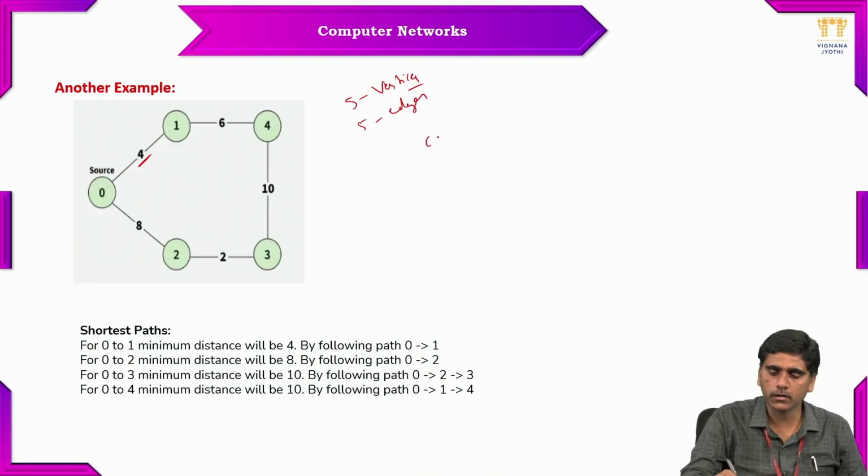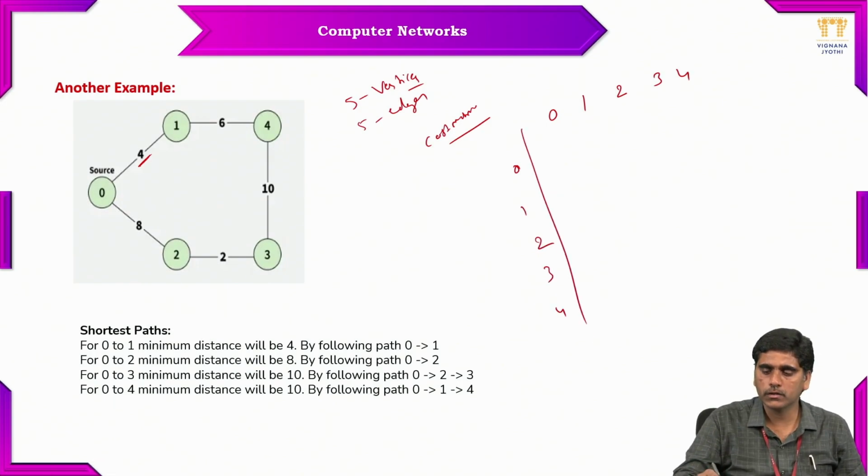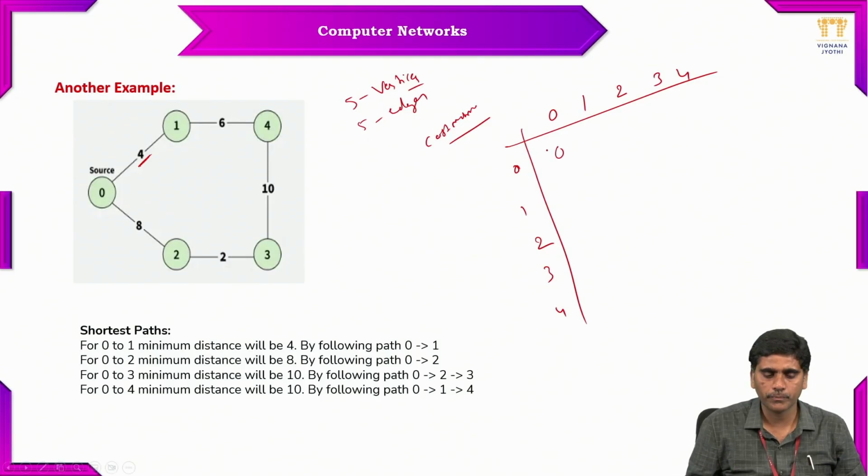So construct the cost matrix, with rows and columns 0, 1, 2, 3, 4. Now 0 to 0 is what? The self distance is 0. And 0 to 1 is 4. And 0 to 2 is 8. And 0 to 3 is not directly connected, so we take it as infinity. And 0 to 4 is also not directly connected, so it is taken as infinity.